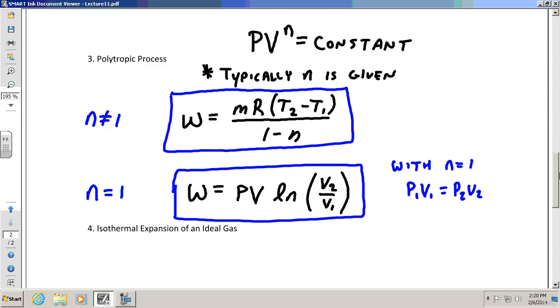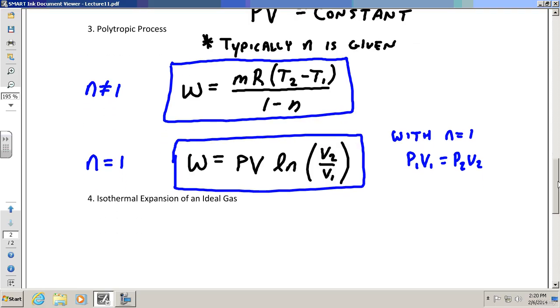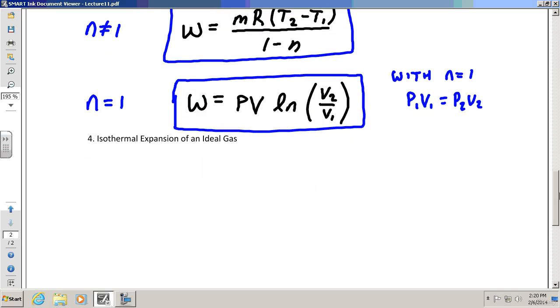All right? Now, one special case that we will see happen sometimes is if we have the isothermal expansion of an ideal gas. Remember the ideal gas equation. One form looks like this, right? PV equals MRT, right? Well, if you have an isothermal expansion, what do you think isothermal means? Constant temperature. Yes, constant temperature.